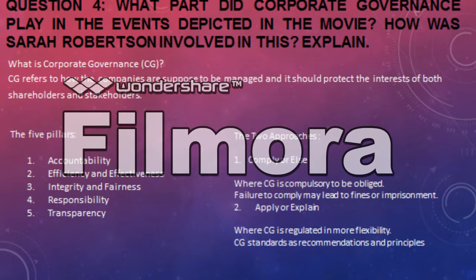In the eye of the law, CG is compulsory to be obliged by the company and follow the recommendation provided. Failure to comply may lead to fine or imprisonment. Second approach, apply or explain. If a company fails to comply or follow the CG recommendation, the company only has to explain the alternative practice followed, which is set out in particular recommendations, because nothing in the principles and recommendations precludes a company from following an alternative practice. The recommendation given for each principle suggests one framework for implementing the principle within our organizations.